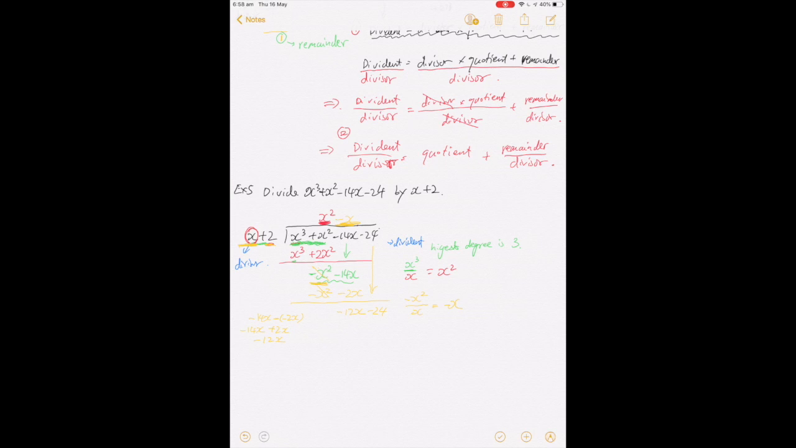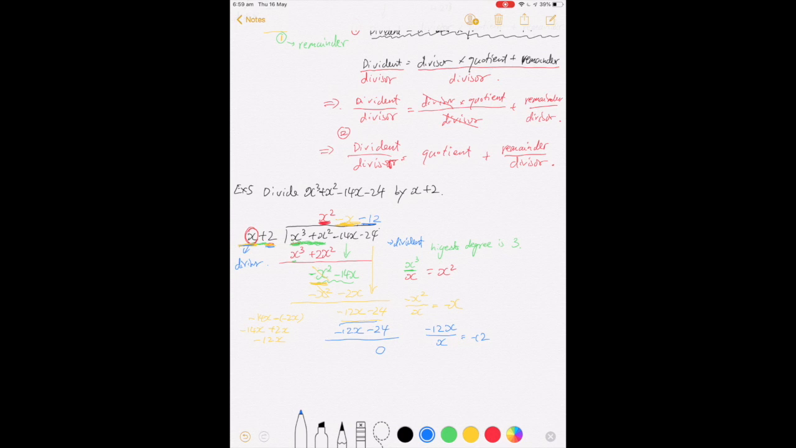And then again, we're going to use the highest power term of this part, which is negative 12x. I'm going to divide it by the highest power term of the divisor, x, then that gives me negative 12. So I bring negative 12 to the top, and then negative 12 times x gives me negative 12x. 2 times negative 12 gives me negative 24. And then you see you get 0.